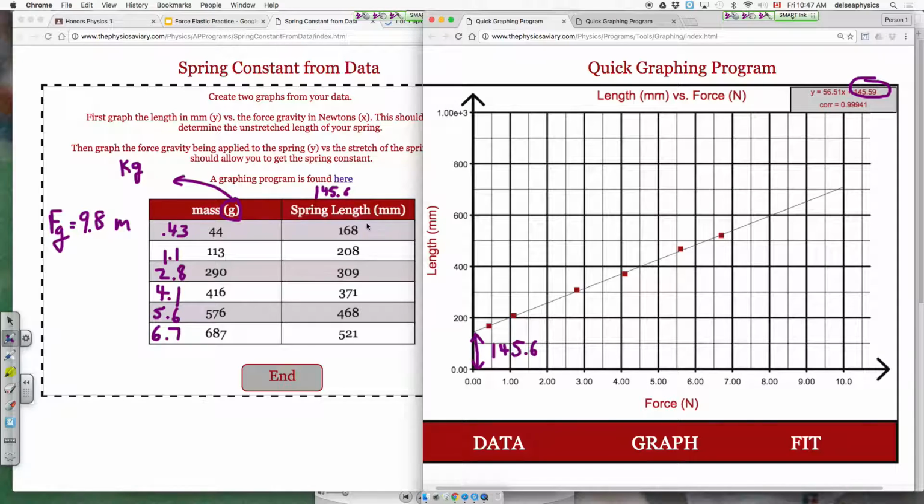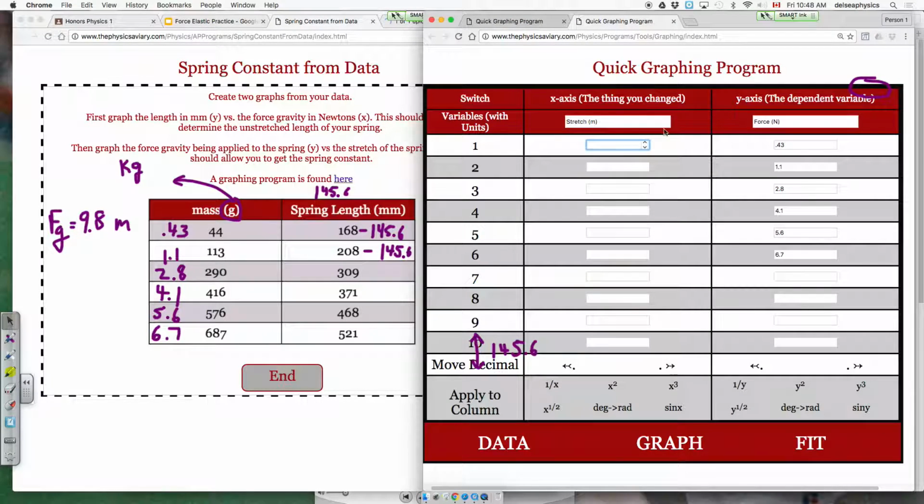145.6. We take that number and we subtract it from each of the measured lengths. That will get us the stretch of our spring. Okay, and we do this for every single one. So then instead of graphing length versus force, we're going to make a new graph where we do stretch and force. Stretch on the x, force on the y.